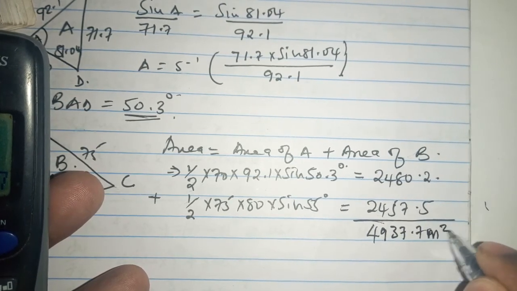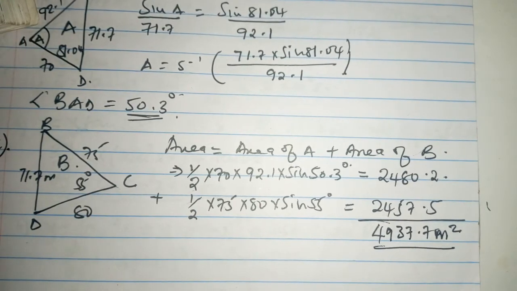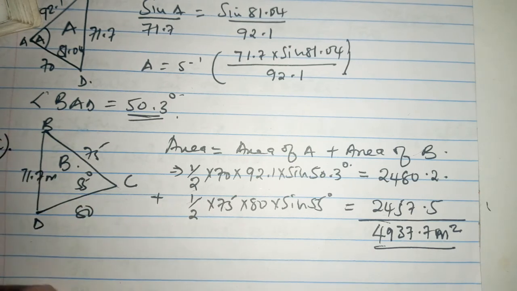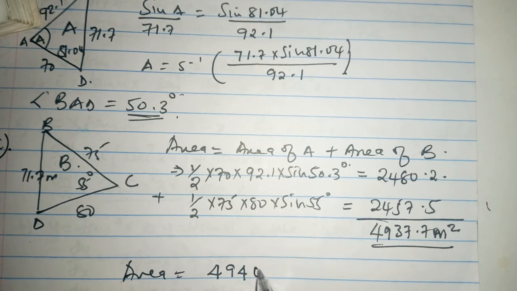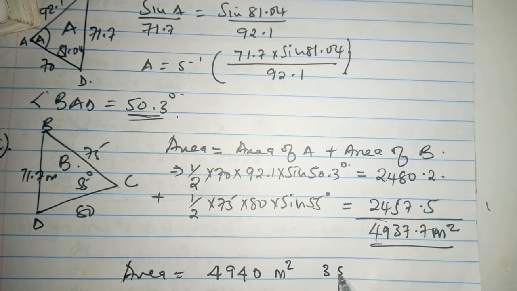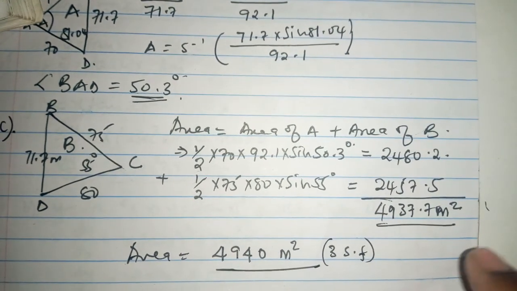That is 4937.7 meters squared. But if you look at the question, it asks for the area enclosed by the four masts. Yes, we have that area, but to three significant figures, the area is 4940 meters squared. And that is exactly what we have realized our answer to be.